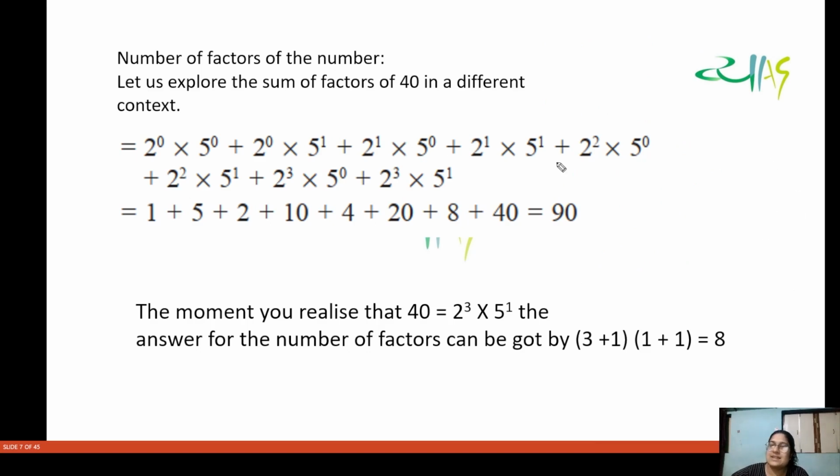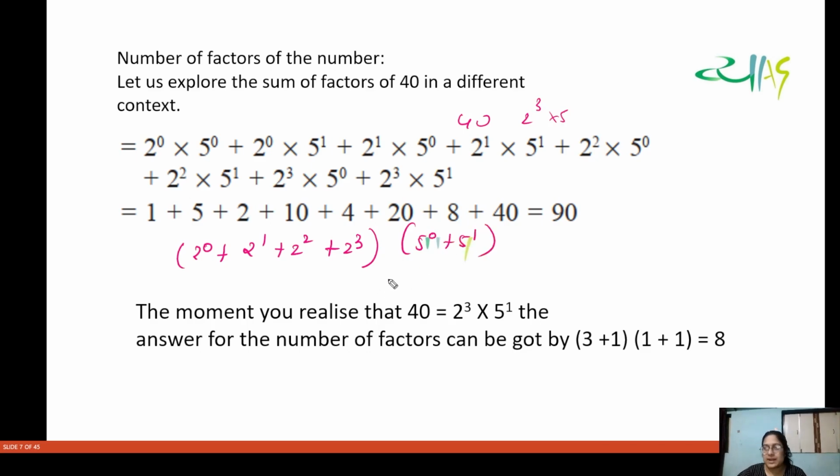Okay, now see the sum of the factors, that is 2 to the power 0 plus 2 to the power 1 plus 2 to the power 2 plus 2 to the power 3. All right, because we have 2 cube into 5 for 40, and 5 to the power 0 plus 5 to the power 1. Okay, this can be written as 2 to the power 0 into 5 to the power 0. Okay, when you multiply this by this, this becomes a factor. All right, 1 is a factor. And then you have 2 to the power 0 into 5 to the power 1.